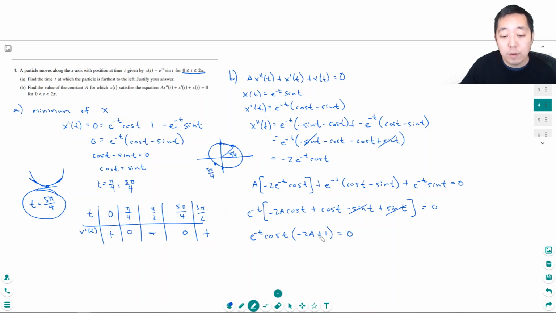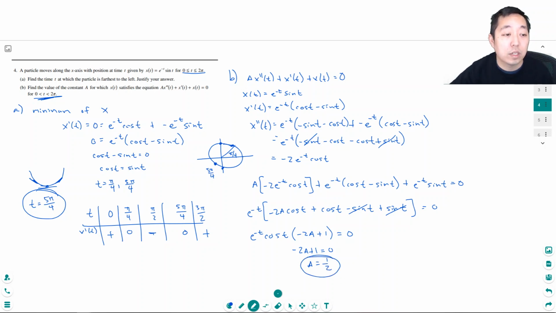Now, if I want this to be true for all t, the whole range of t values, there are some specific values of t where this is 0, but if I want it to be true for all values of t, this part has to be 0. So a is equal to 1/2.